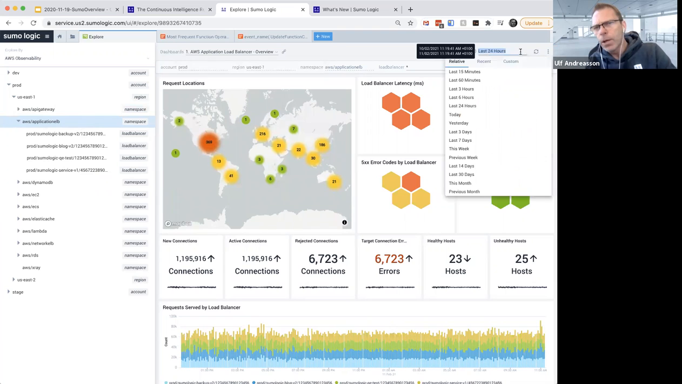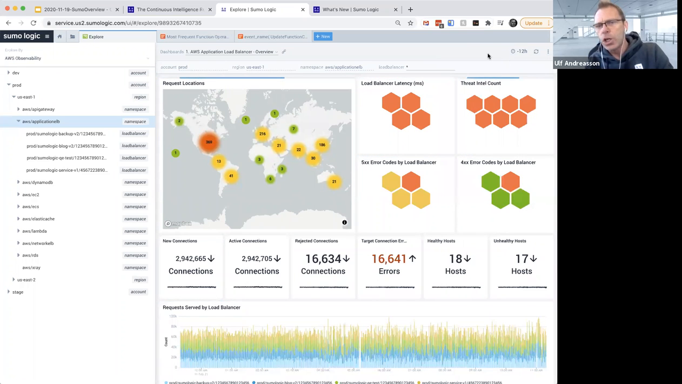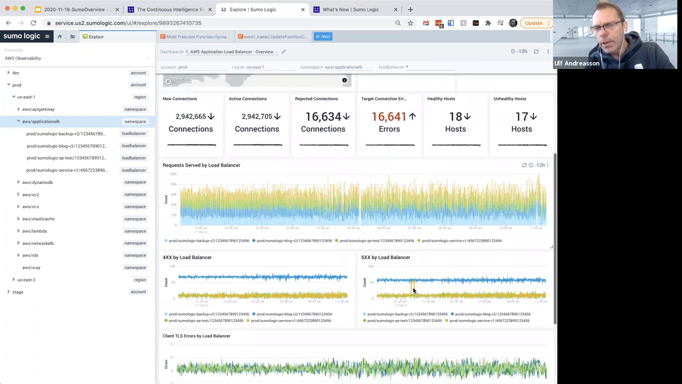If I select to look at the last 12 hours, not minutes, I can easily change the complete view of this. And what I see here is a spike of errors in my load balancer, 500s. I get a spike here, and this is around midnight, right? So it probably is around 2 o'clock. And this is an interesting indicator that something happened during that time frame.